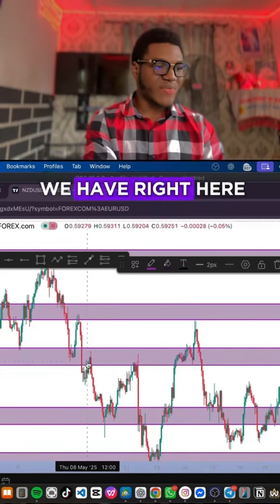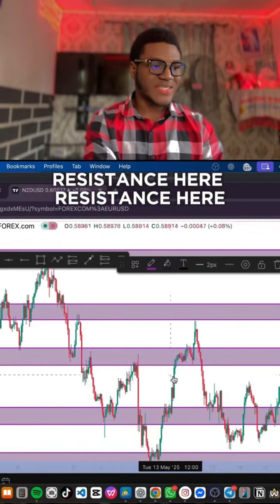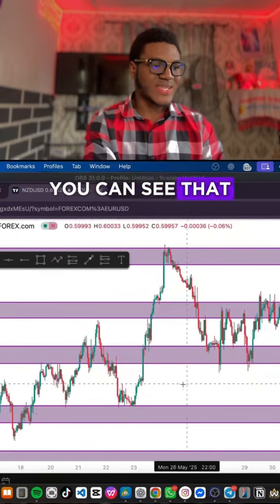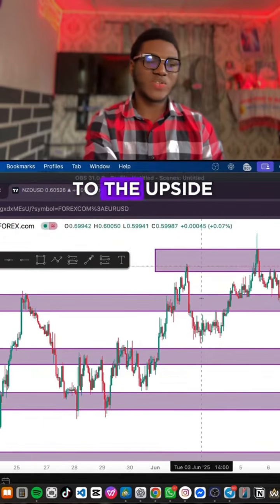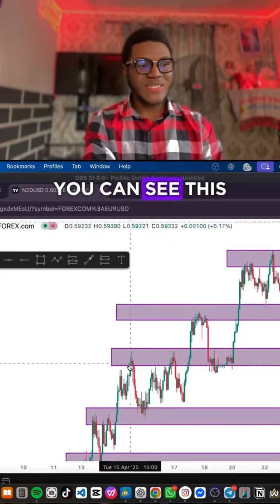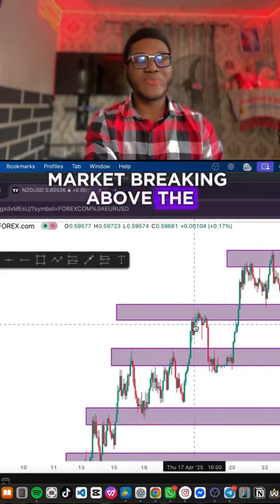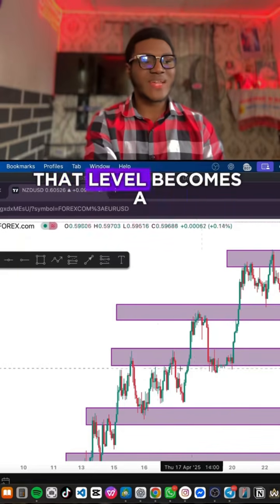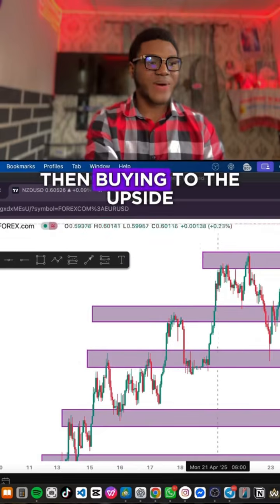Now for this level we have right here, you can see this one single level has acted as support and resistance here, and if you come all the way to this side, you can see that it literally acted as support multiple times before the market was able to buy all the way to the upside. The same thing can be said about this level. You can see this level previously acted as resistance here. We also have another resistance here. We can see the market breaking above the resistance zone. Then once that happens, that level becomes a level of support. You can see the market coming back to that level, reacting as support, and then buying to the upside.